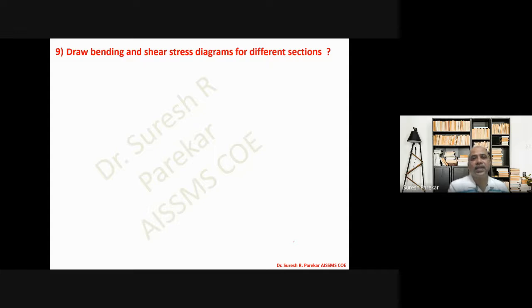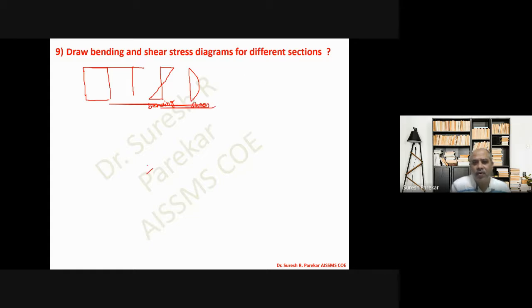Draw bending stress and shear stress diagram for different sections. If I take a rectangular section and I have to plot the shear stress diagram, then the shear stress diagram is a parabola. So we can have this as a parabola. This is the bending stress diagram, which is triangular. And this is the shear stress diagram.